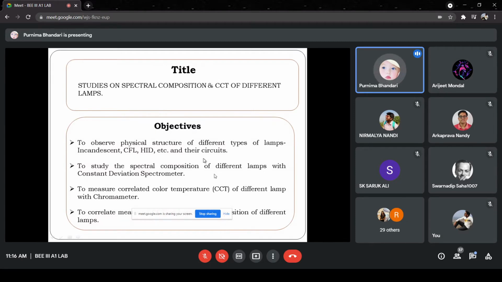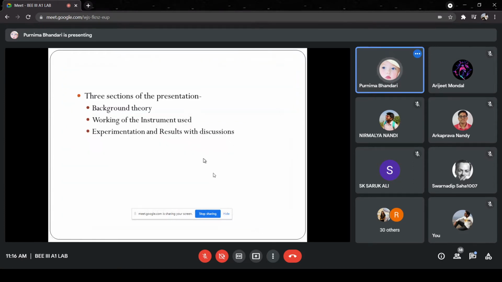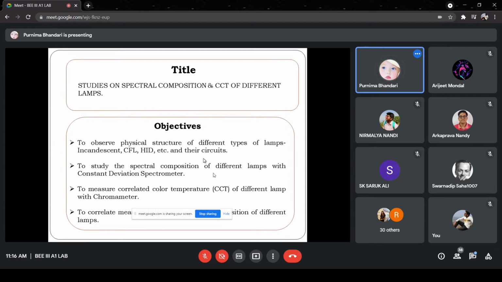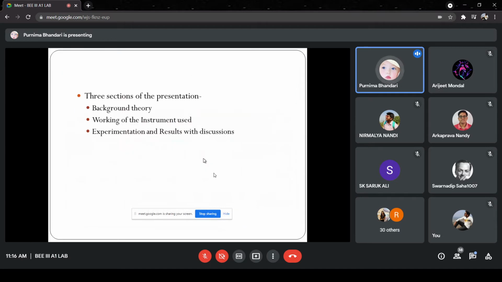It is not the temperature of the lamp. It is the temperature of a black body. If we heat the black body to that temperature, the appearance of the black body will be similar to the lamp when you drive it at rated power, rated current and voltage, like rated wattage. Then the appearance of the lamp will look similar to the black body heated to that temperature. So this is the CCT, the correlated color temperature.